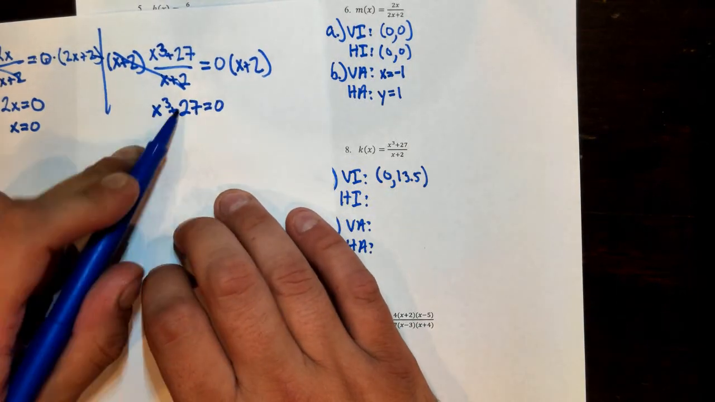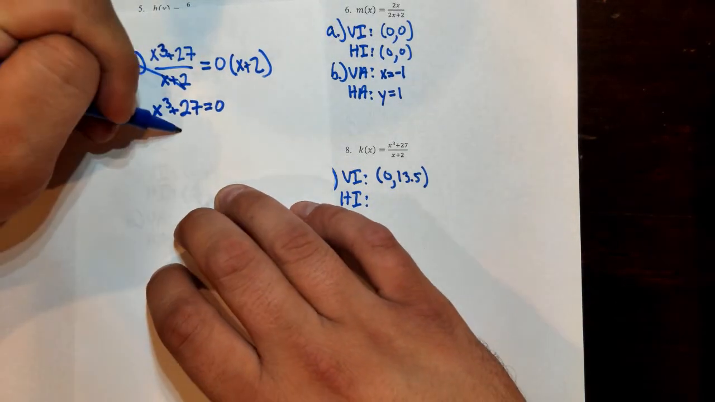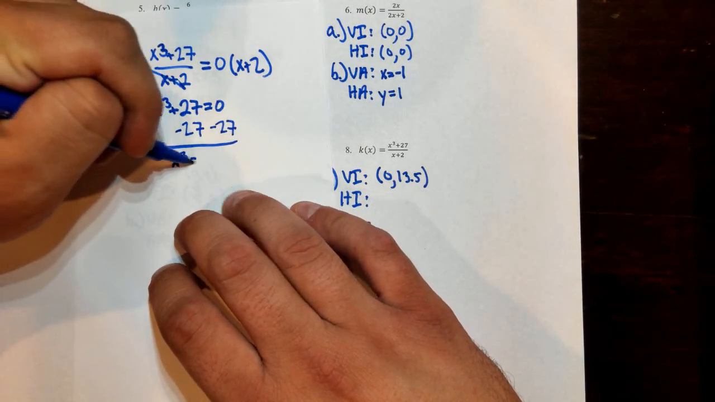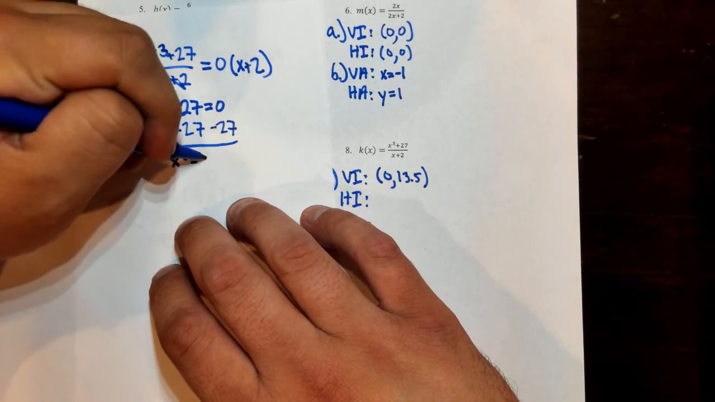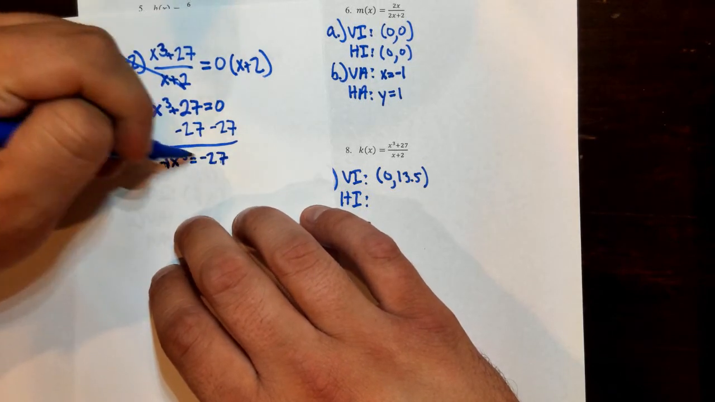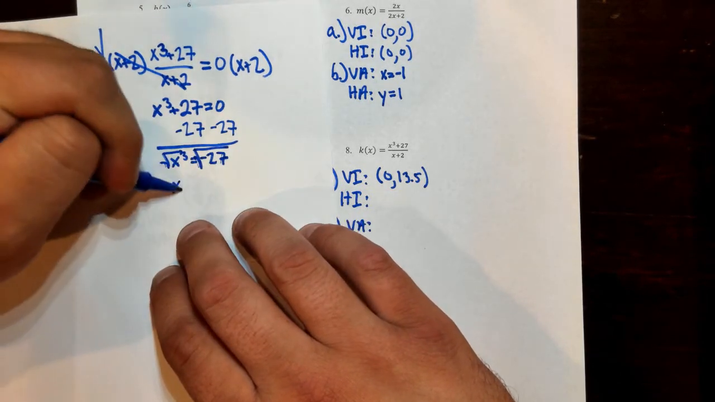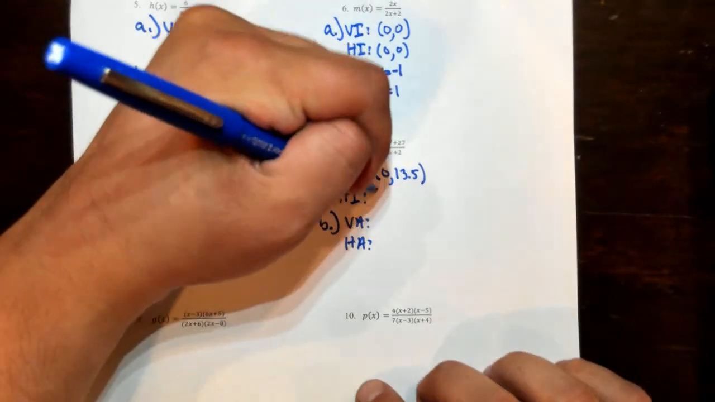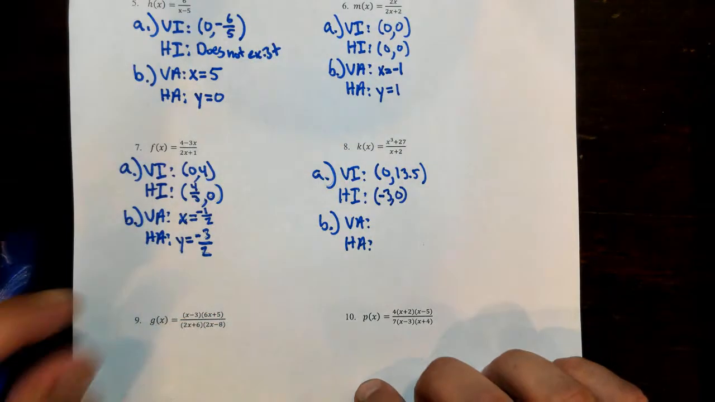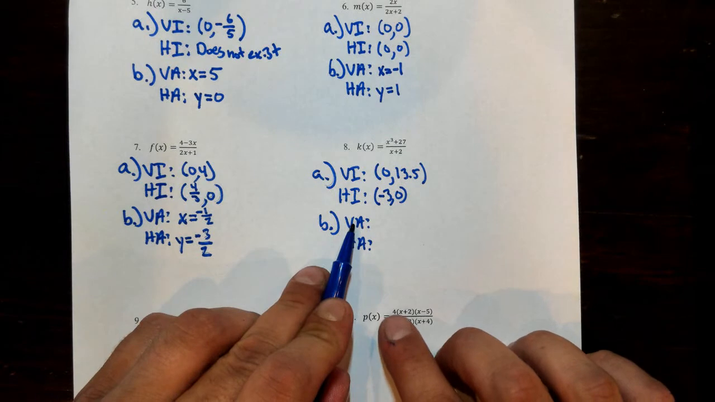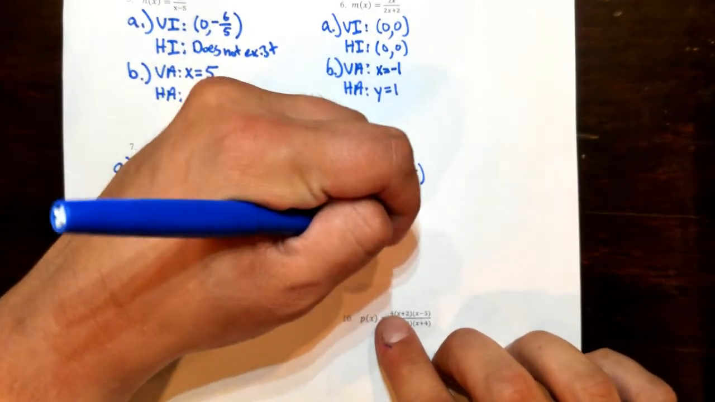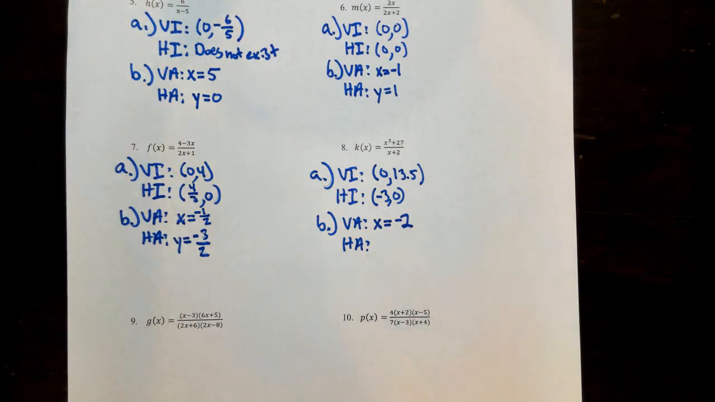Let's just solve for it. So subtract 27. x cubed equals -27, take the cube root, x equals -3. So our horizontal intercept is (-3, 0). For the vertical asymptote, if we plug in -2, that's going to give us 0 on the bottom. And the horizontal asymptote, let's see.